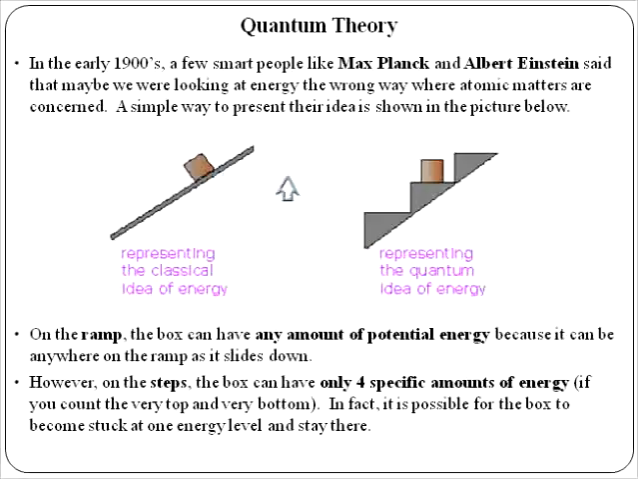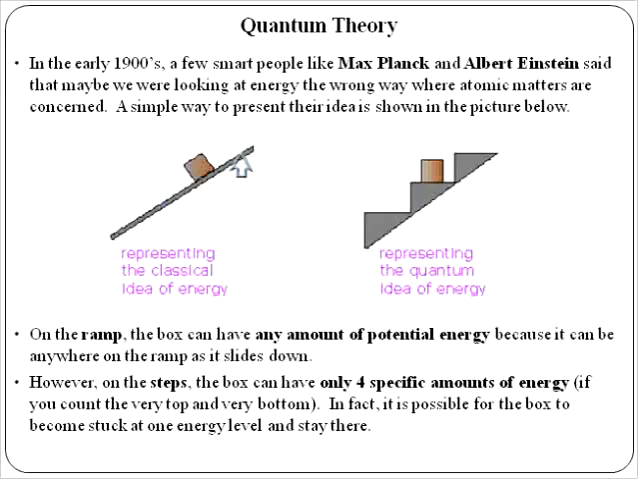And you can think of that as steps. Now this box can be here on this step, here on this step, or here on this step. It can't be anywhere in between. It's not magically going to stop halfway up the step. So now we can only have certain amounts of energy. And that's the best way to visualize what the quantum theory is all about. That's really what quantum theory is all about in very simple terms.